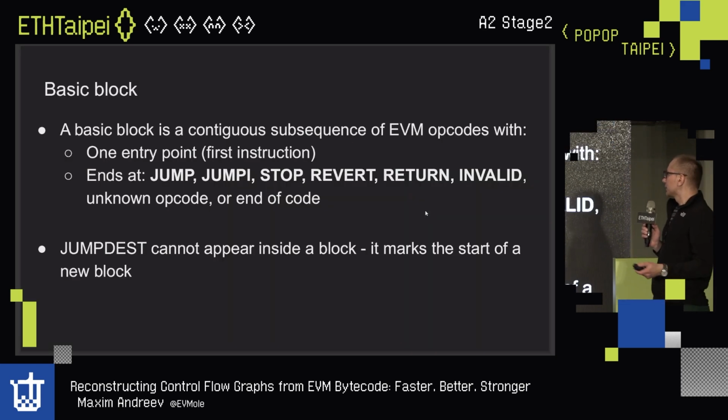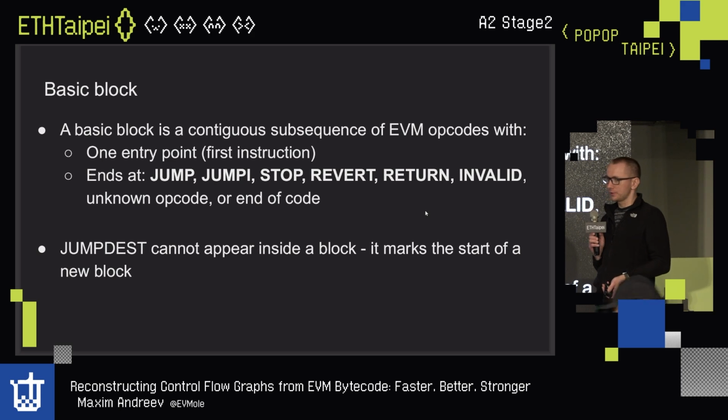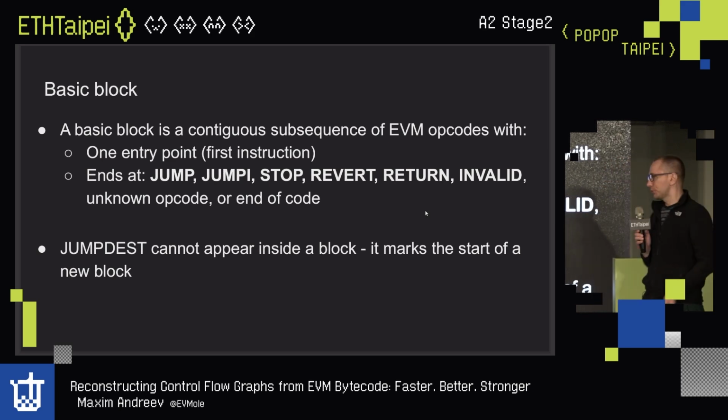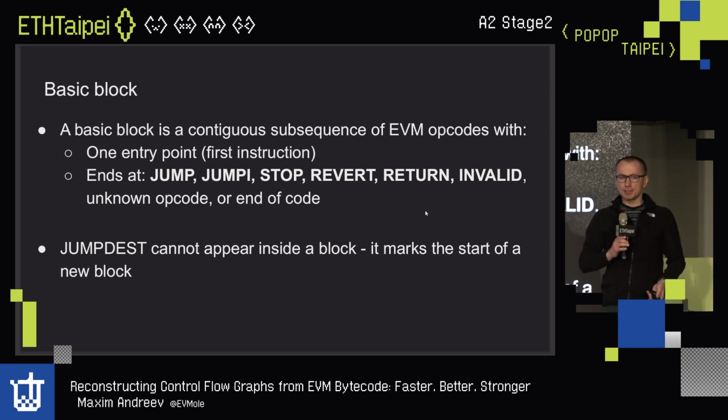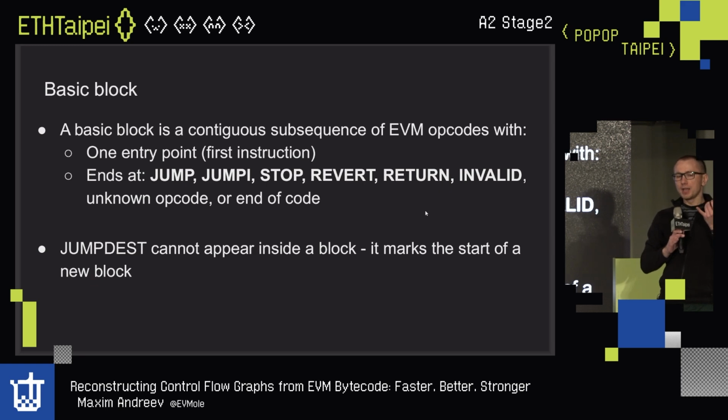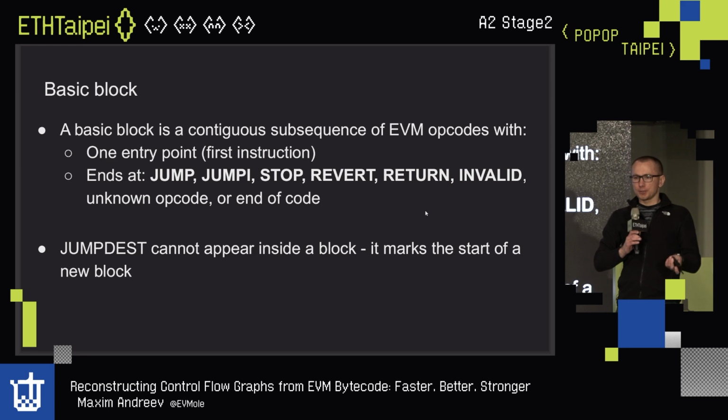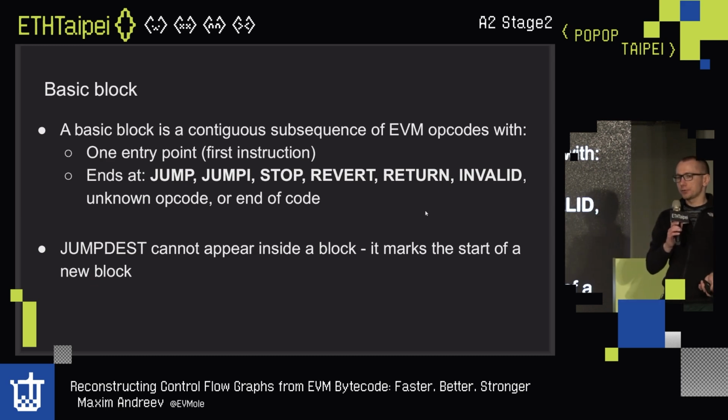Next, we can define a basic block. This is the definition which I use. The basic block, you can read it here, but in other words, it's a part of the bytecode, a part of the contract program, where execution only goes forward. So if you start executing the first opcode of this basic block, then you will definitely execute the last operation of this basic block, of course, if you are not running out of gas.